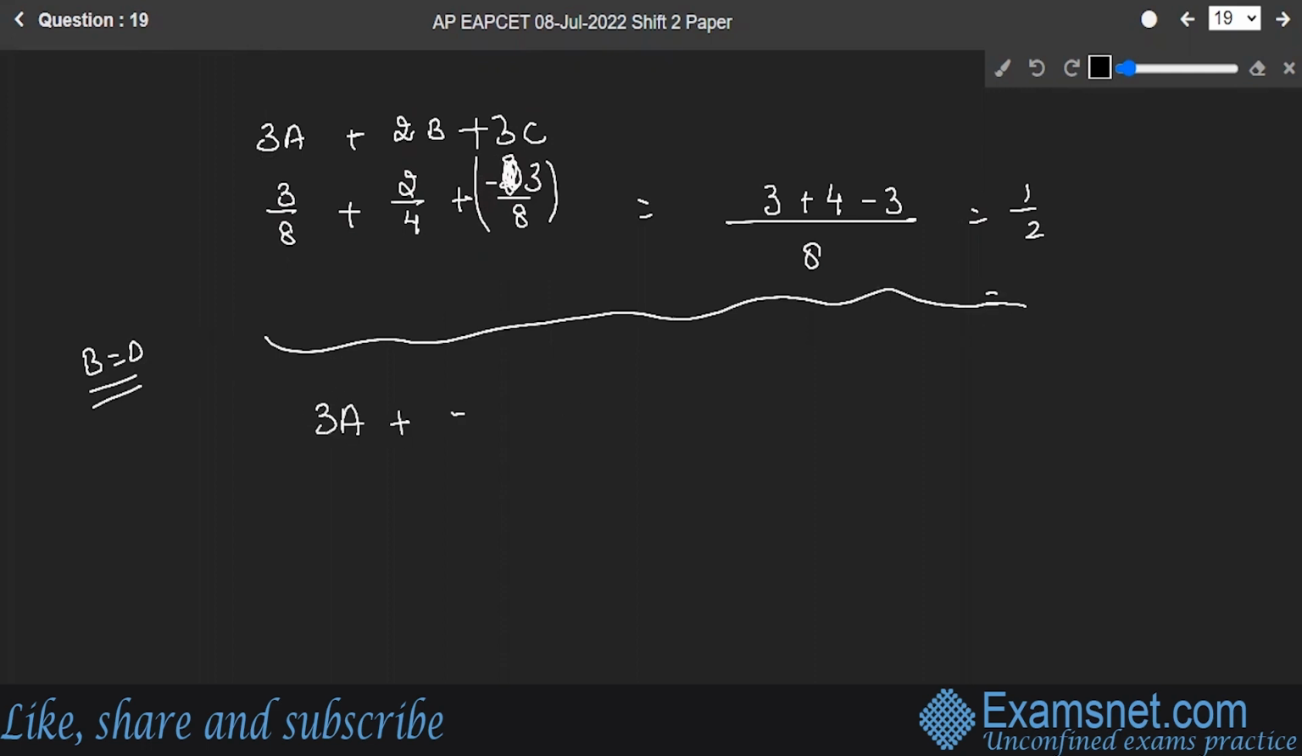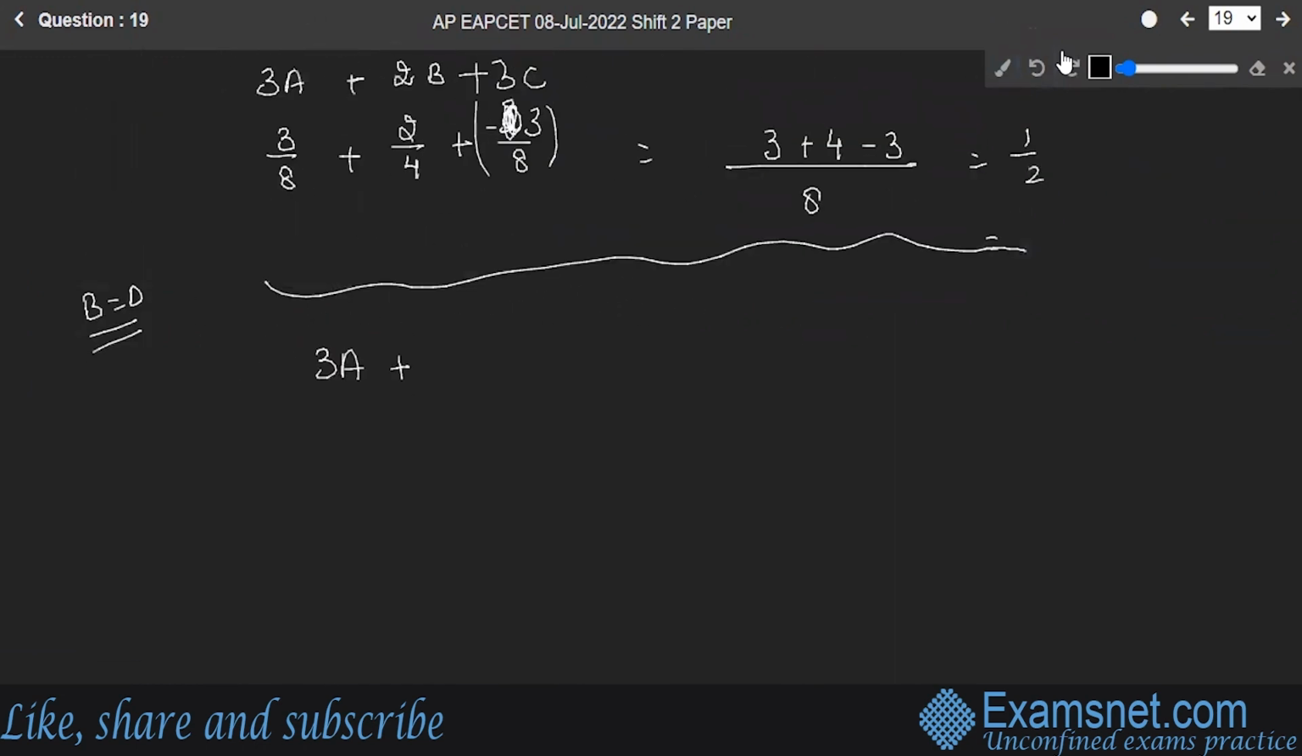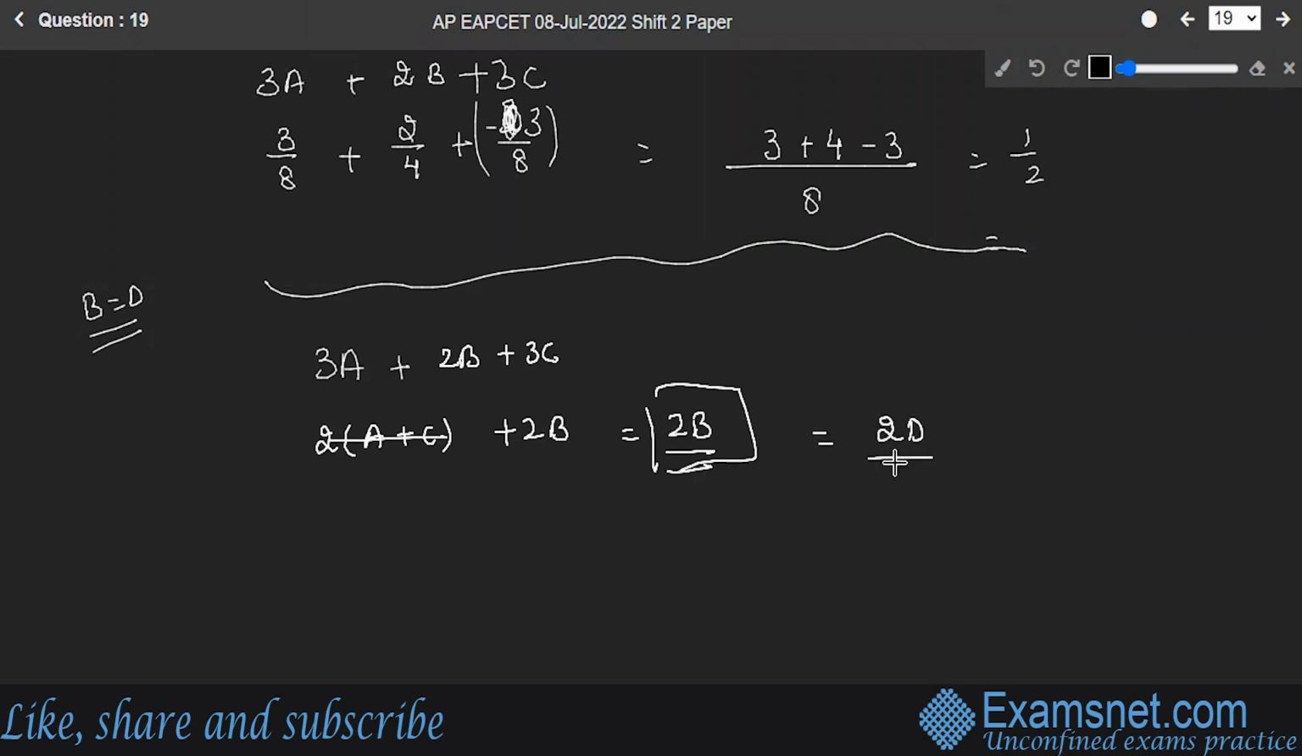So 3A plus 2B plus 3C. So 3 times A plus C plus 2B, A plus C is equal to 0. So that means we got our answer as 2B. But 2B is not available. We have the answer in the form of D. Since B is equal to D, this is also equal to 2D.